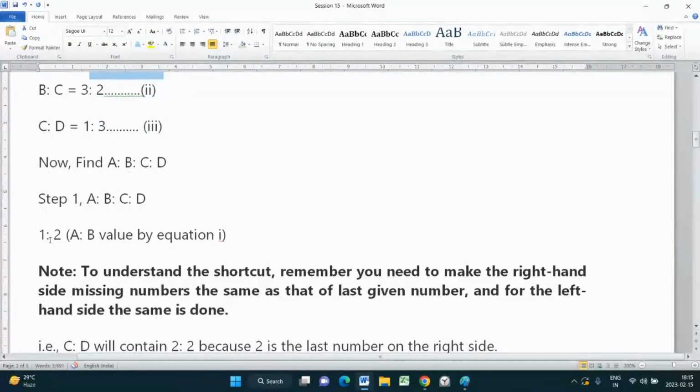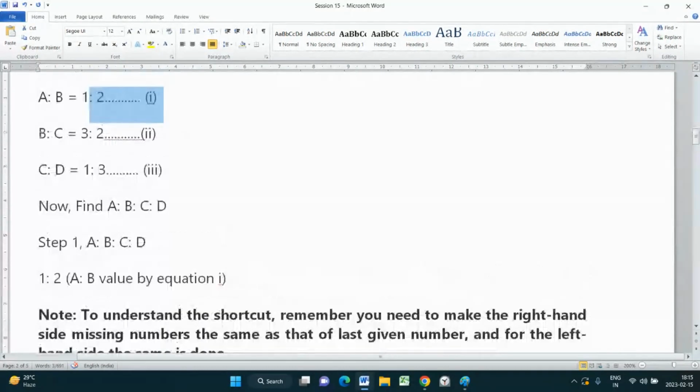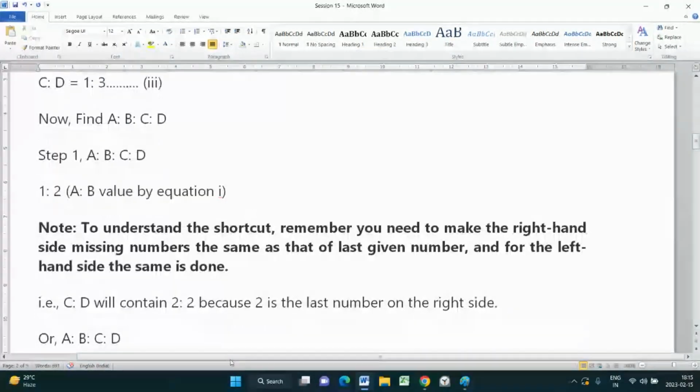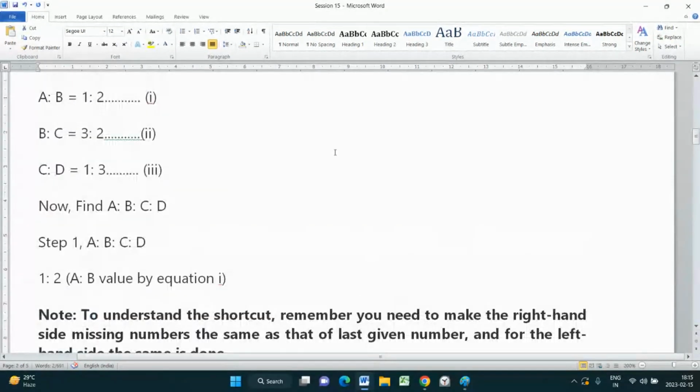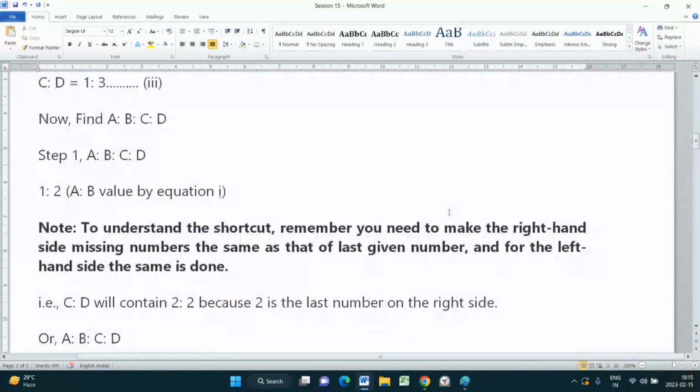Now I have A is to B, B is to C, and C is to D. I know that the second number of both is 2. C is also assumed as 2 here. So we are assuming again D also to be the same 2. Now A is to B is 1:2, B is to C is 3:2. Now we are assuming D also to be 2.